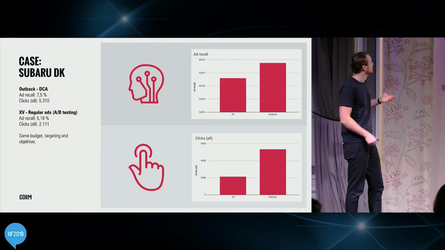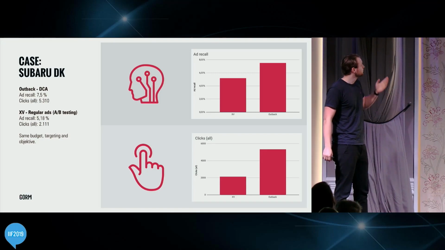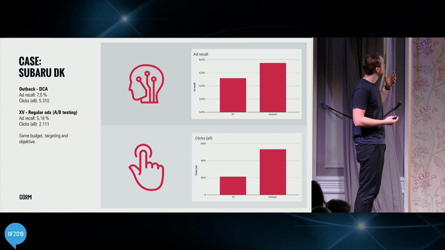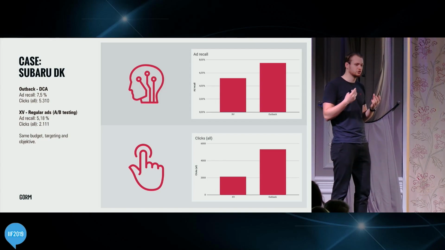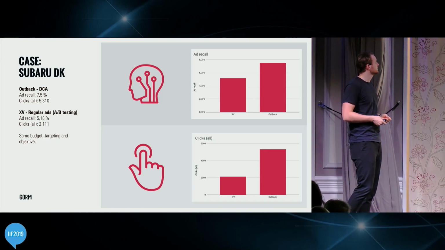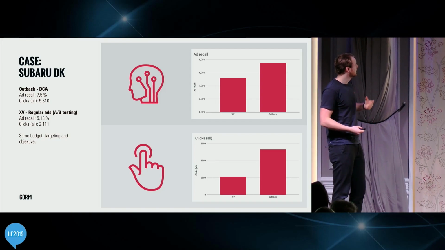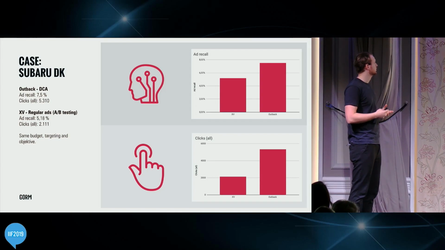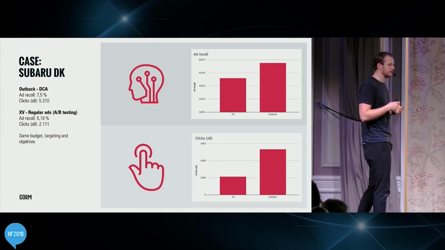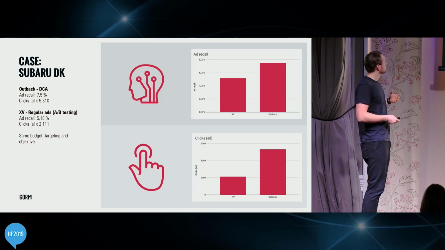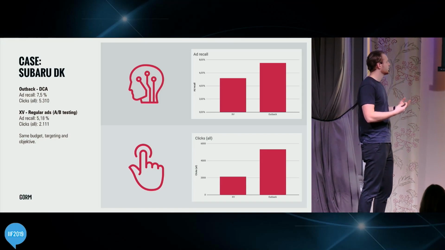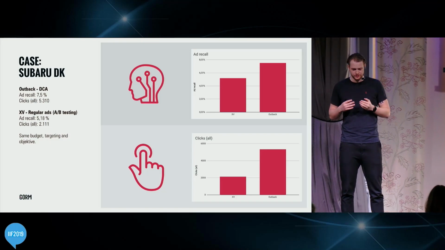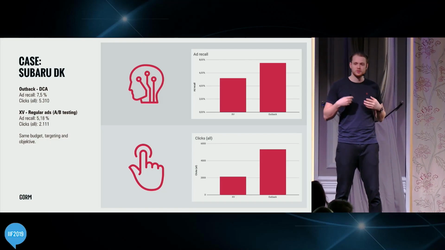Another example is Subaru in Denmark. In the last year, we've worked with the Outback. It's a Subaru model. We ran some dynamic creative ads on that one, and we've worked with the Subaru XV, where we used regular ads and regular split testing. So the results here, again, very good. If you look at the Outback, it has an almost 50% increase of ad recall when people see them.